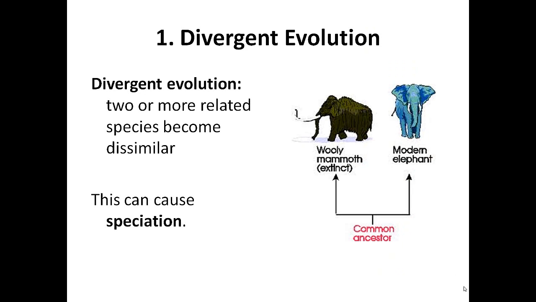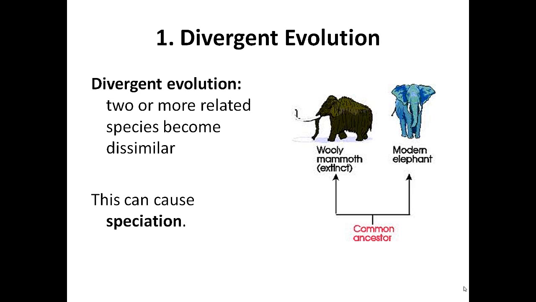Divergent evolution occurs when 2 or more related species over time become dissimilar. You can see in the picture to the right that there was a common ancestor that became different and different and different over time, that eventually split into 2 lineages of the woolly mammoth, which is now extinct, and the modern elephant. So there is a common ancestor that underwent divergent evolution.